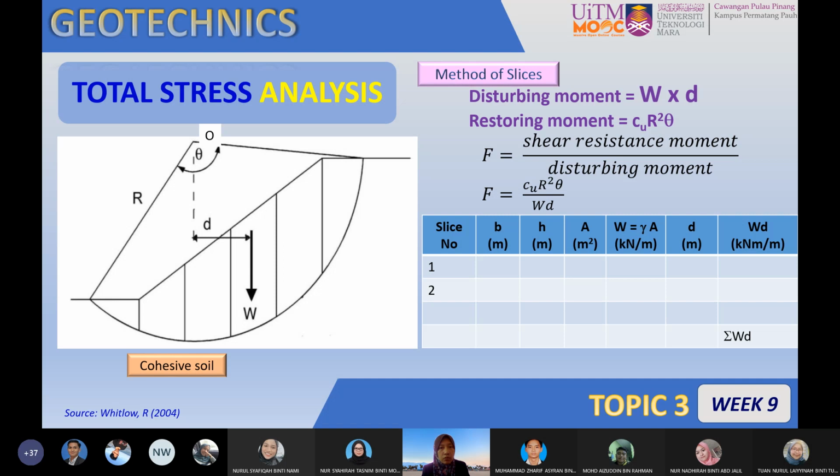Actually this is supposed to be D. Okay, that is correct, D. So I substitute into this table, you can get the final one.